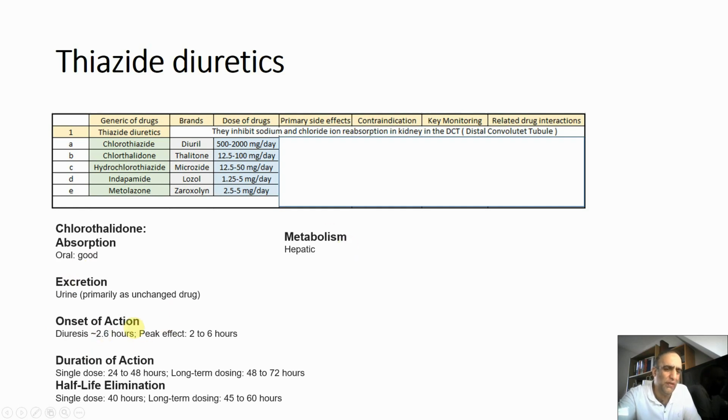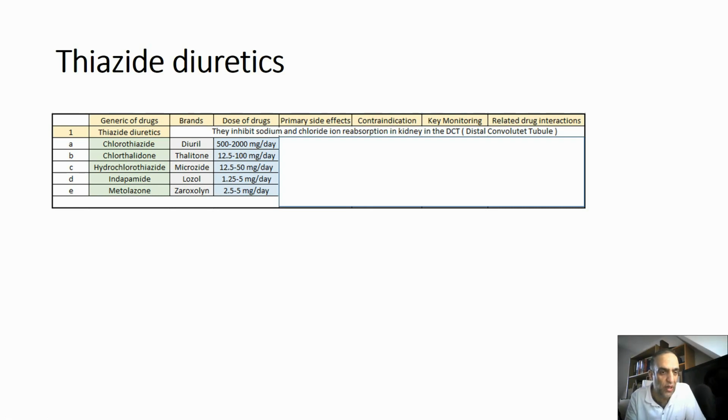Onset of action is the same as chlorothiazide, and the duration of action is longer in a single dose, between 24 to 48 hours, because it has a high absorption. With long-term dosing, this amount will decrease, because, as I mentioned, hepatic metabolism is very low, and kidney elimination half-life is also low, up to 40 hours for a single dose, and for long-term dosing it is more than 45 to 60 hours.